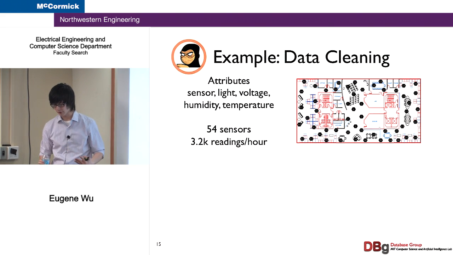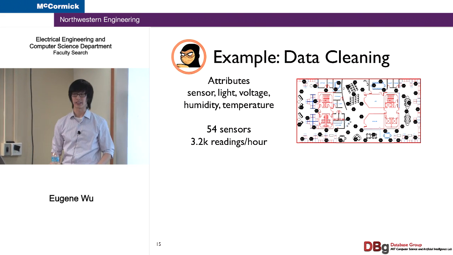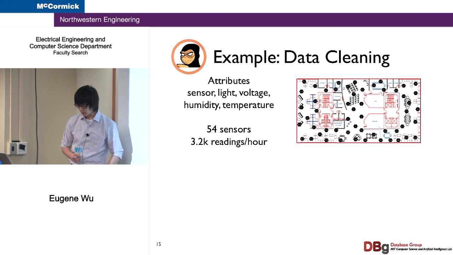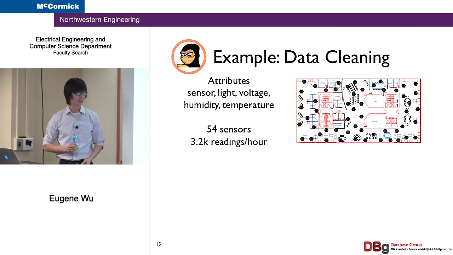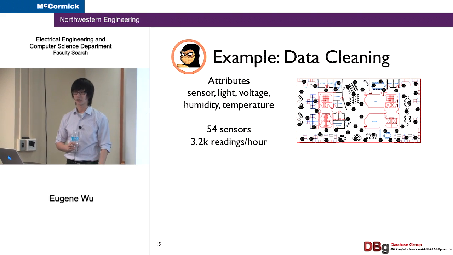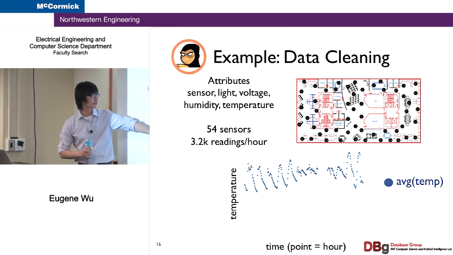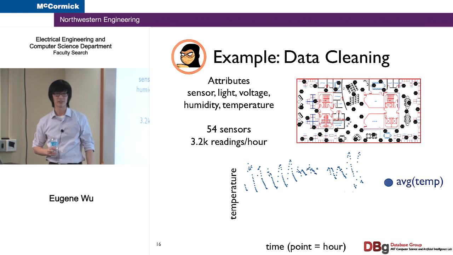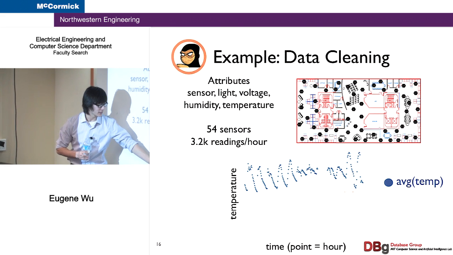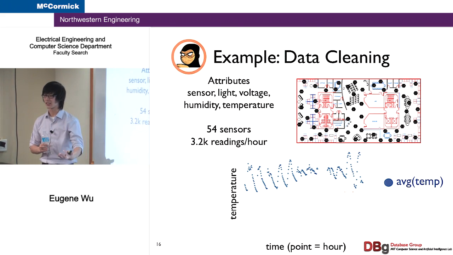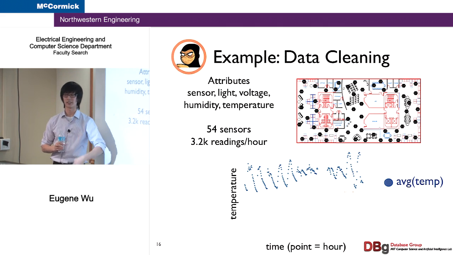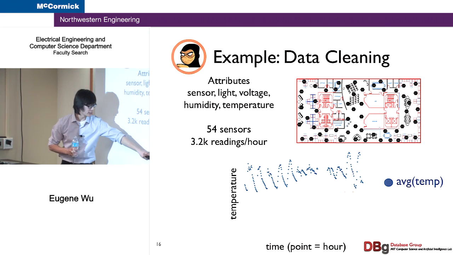So across the entire floor, per hour, it's generating about 3,000 readings. So let's just look at what the average temperature looks like across 2 weeks. Each dot here is the average temperature for 1 hour of readings across the floor. And so you can see that there are oscillations as you would expect, because it gets hotter during noon, and then the temperature drops at night. So there are kind of daily oscillations.